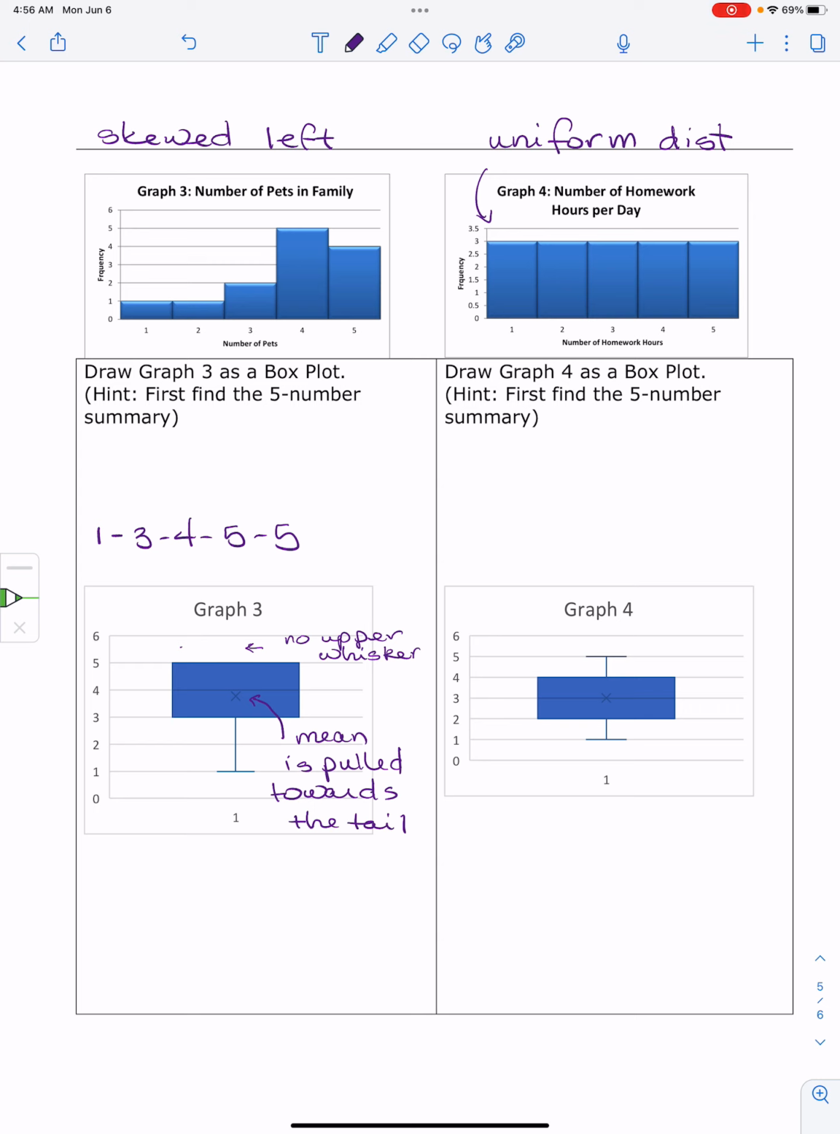Okay. Not a surprise, my 5-number summary looks like this. Everything's equally spread out. Okay. I get that box plot where all 4 of the chunks are the same size. My mean is in the same place as the median. Looks a whole lot like that first box plot we looked at, the normal distribution.